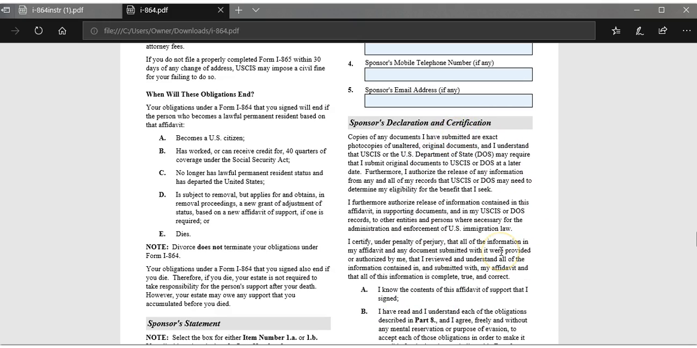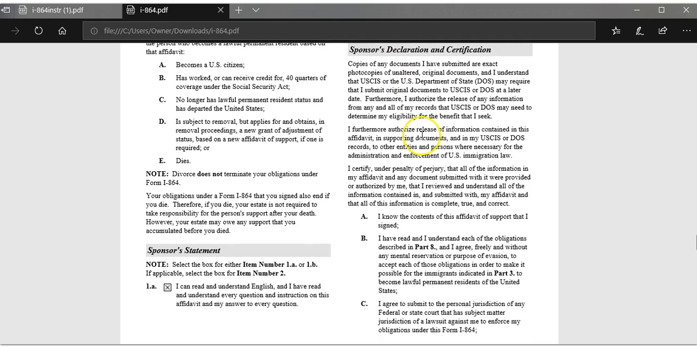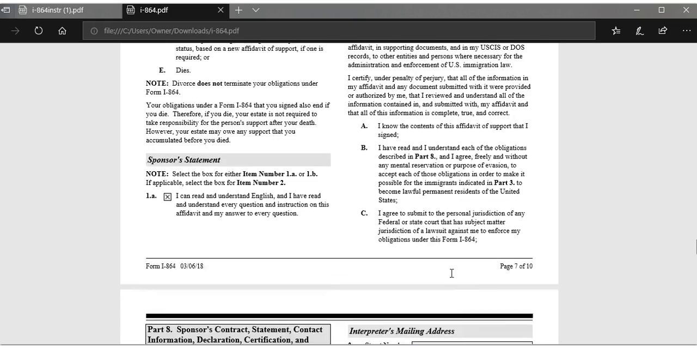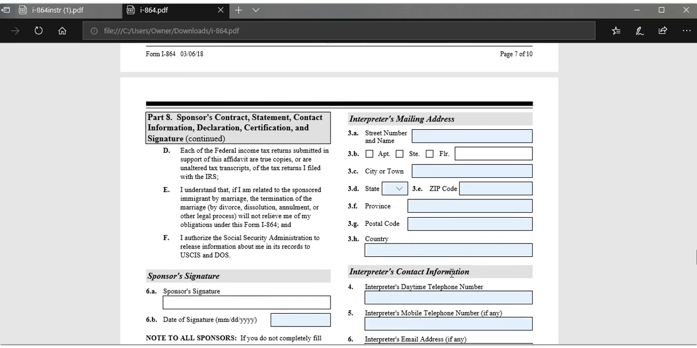I'm not going to read it to you because I'm getting tired and I'm getting a headache and I want to be done with this. I think you know pretty much what it's about. You certify under penalty of perjury that all of the information in my affidavit and any document submitted with it were provided or authorized by me, by you, the sponsor, that I reviewed and understand all of the information contained in and submitted with my affidavit, and that all of this information is complete, true, and correct. So it's all about that. So you read all that, and then let's continue over here.